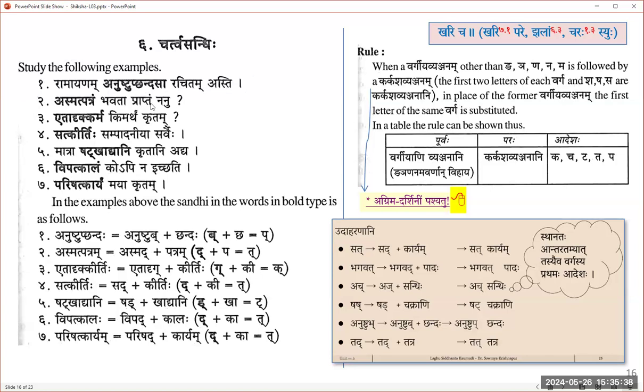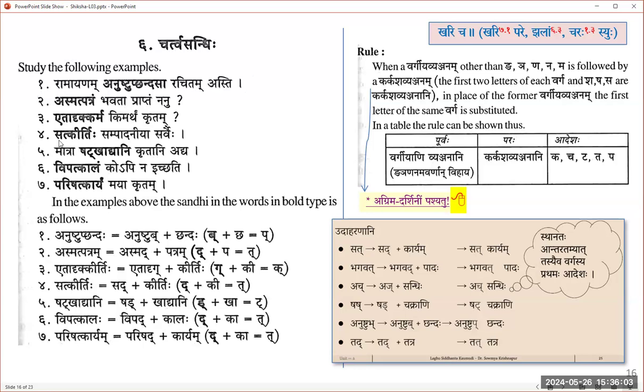Asmat Patram Bhavata Praptam Nanu. Bhavata Bayu Praptam. Correct. This is in Karmani for that sense, because the accent is on Asmat Patram rather than Bhavan. Etadrik karma kimartam kritam. Yeah, this is also Ktanta. So, Tvaya kimartam kritam. Like that. So, this is again Karmani.